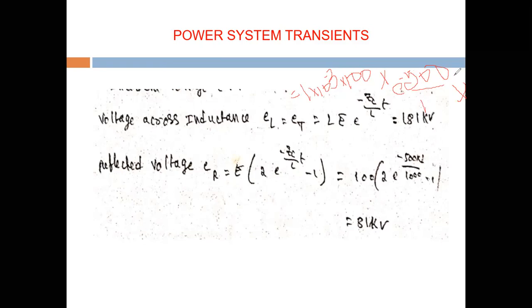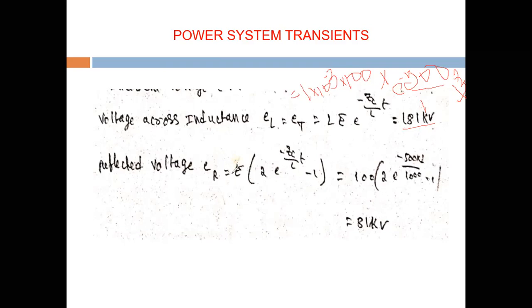Okay, then T is equal to 2 microseconds. Then we obtain 181 kilovolts. Next we calculate the reflected voltage, that is ER.